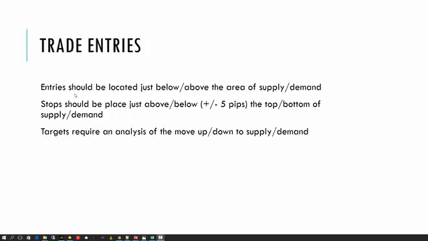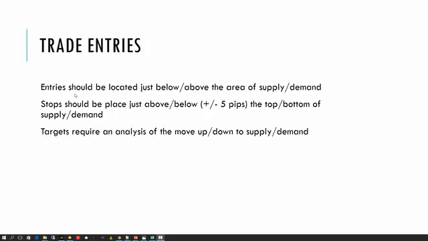Well, ideally, you want to put your entry just above the area of supply demand, and this is because often price won't come directly to the area; it'll come just above it, the orders will get filled and then it'll take off. And also if you're buying, you have to consider spread as well. So it's just a good idea to put it maybe a few pips in front of the area. Stops you place on the opposing side of supply and demand, maybe plus or minus 5 pips.